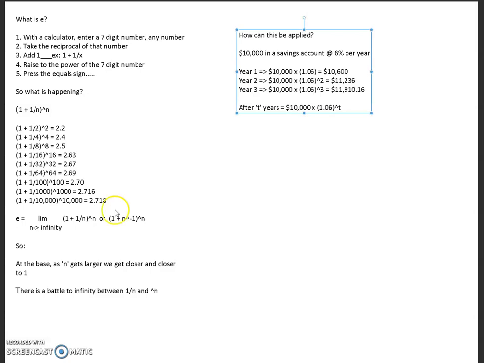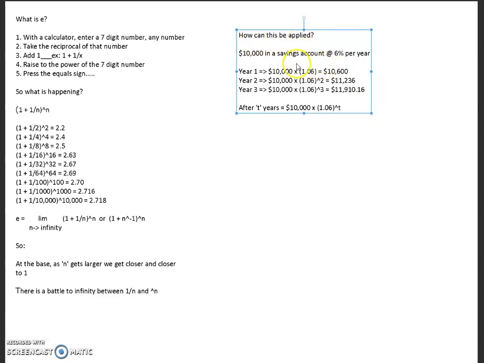So here's one of them. At the base, as n gets larger, we get closer and closer to 1. So there's a battle to infinity between 1 over n and the power of n. So how can this be applied?